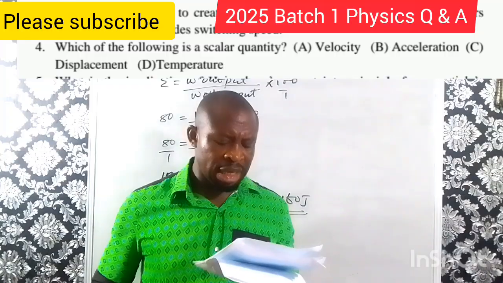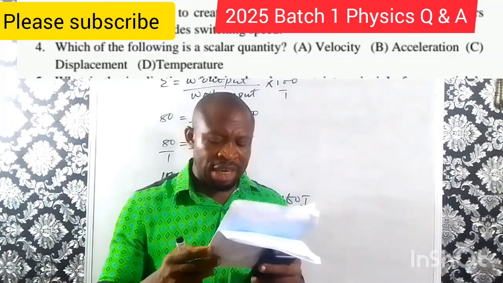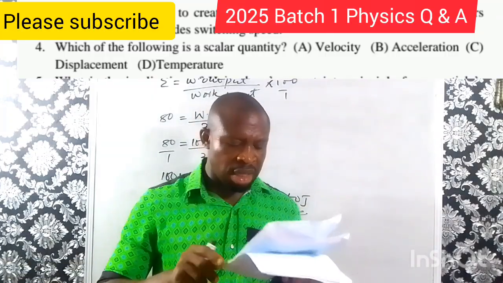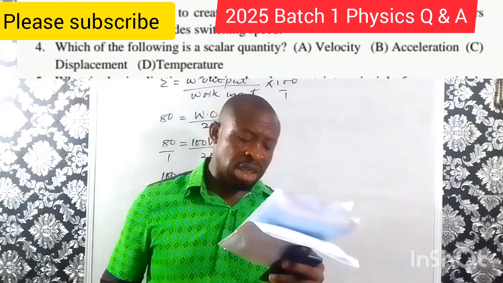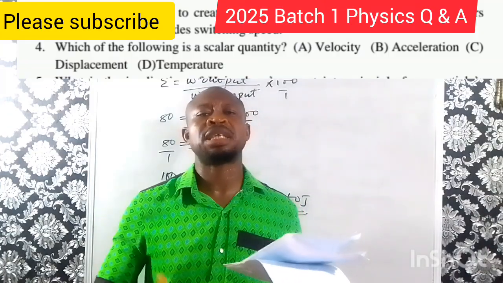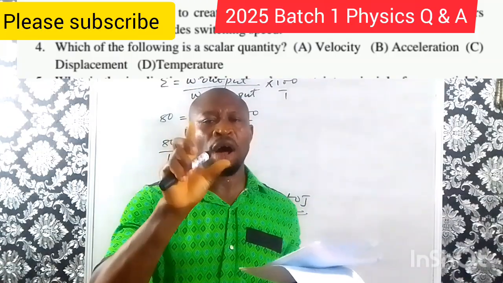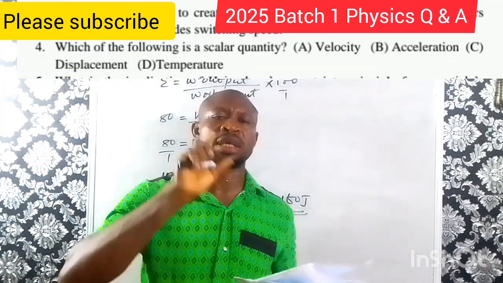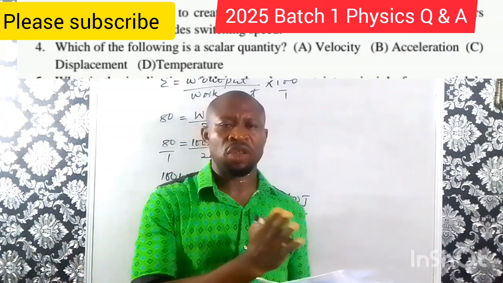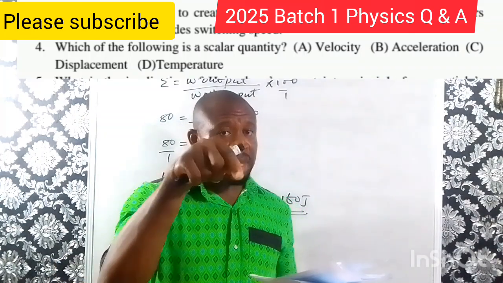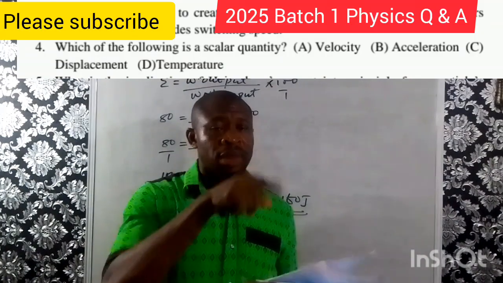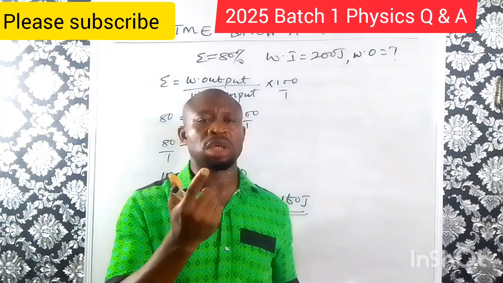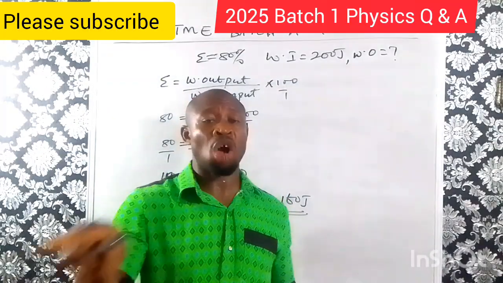The next question says, which of the following quantities is a scalar quantity? If we take a look at those options, we have the velocity, the acceleration, displacement, and the temperature. The only one that is a scalar quantity there is temperature. The other ones are vector quantities. You should also take note of this. They can ask you to pick the one that is a vector quantity, or the one among the options that is not.